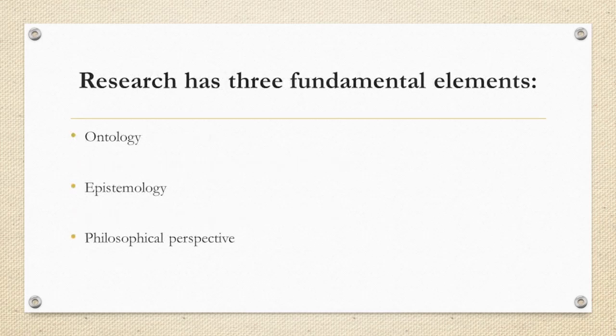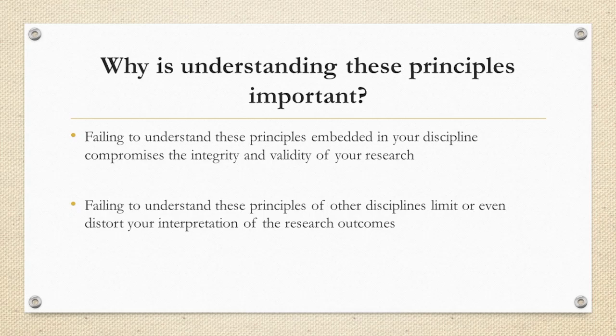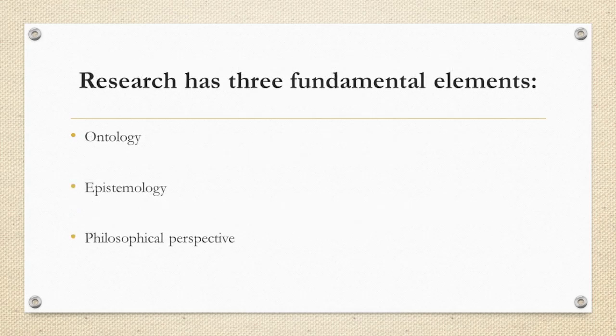According to Moon and Blackman, the three fundamental elements of research are that you have to identify and understand. These are ontology, epistemology, and philosophical perspectives. So ontology is what exists in the human world that researchers can find knowledge about. Epistemology is how knowledge is created in research. And philosophical perspective is the philosophical orientation of you as a researcher that guides your action.